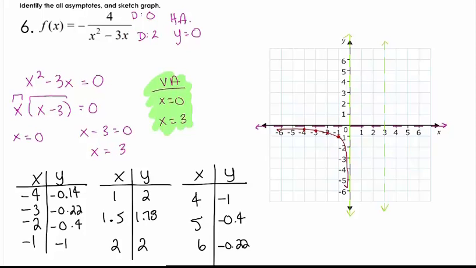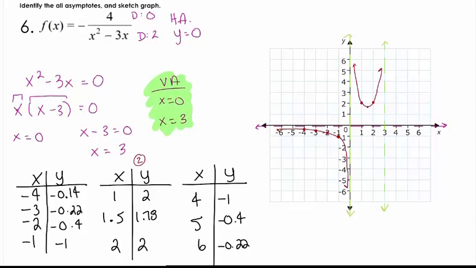So let's move on to our second xy table. Let's go to 1, 2. Then we'll have 1.5 and 1.78, which is about like right here. And then we'll have 2, 2. So that's a very compressed parabola. It's going to hug up towards that.